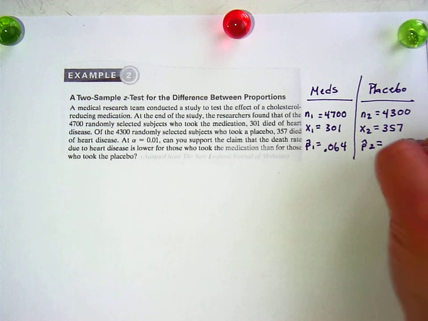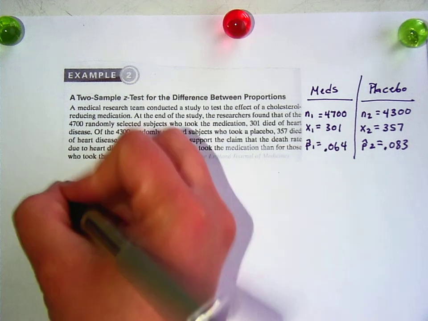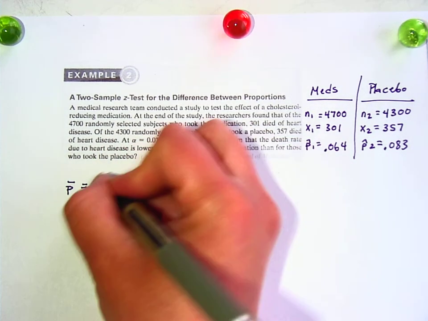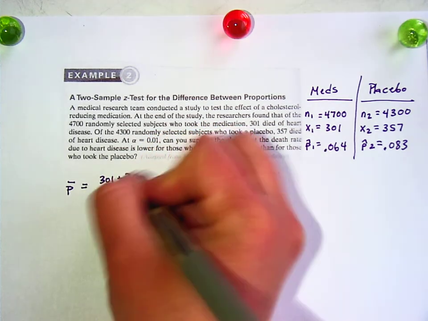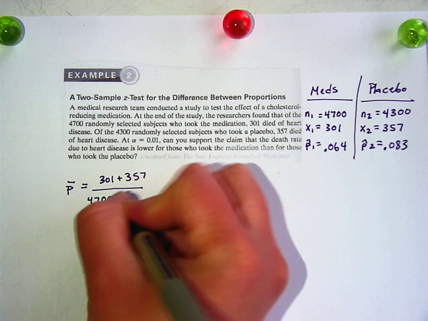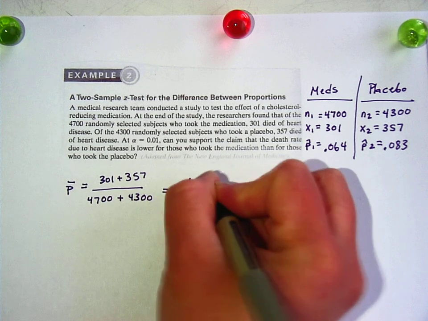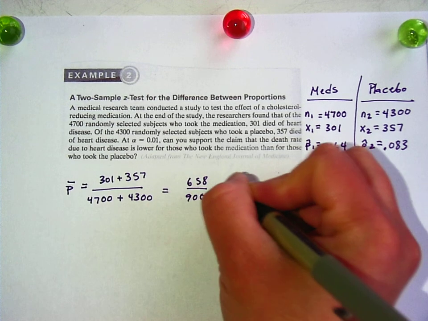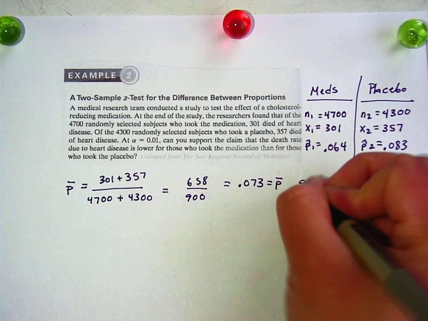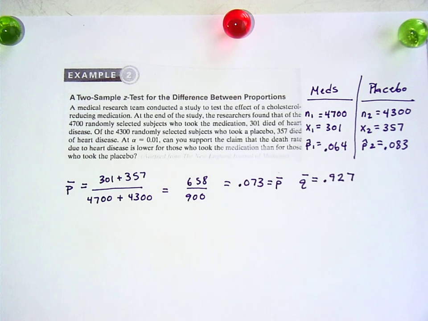Square this divided by that, which is 0.083. Okay, now we have all the stats we need to get going. The next thing we need to figure out is p bar, which means we take the x's on top, that's 301 plus 357, divided by the n's, which is 4,700 and 4,300. That equals 658 out of 9,000, which is 0.073, which is our p bar, which means that our q bar is 0.927.